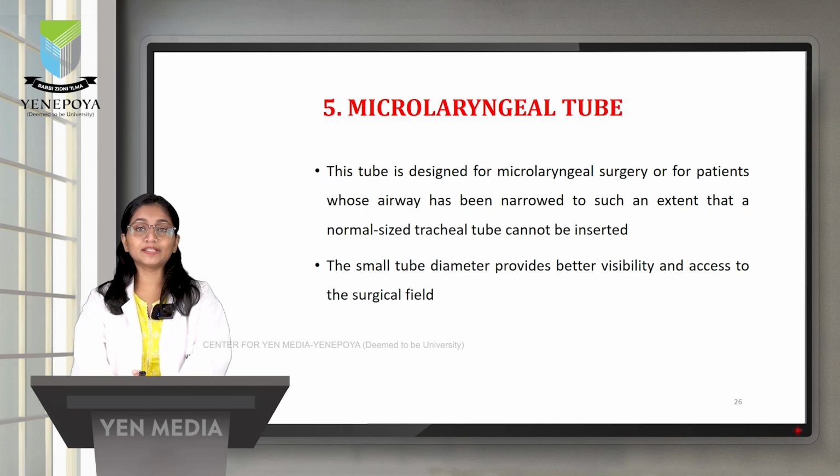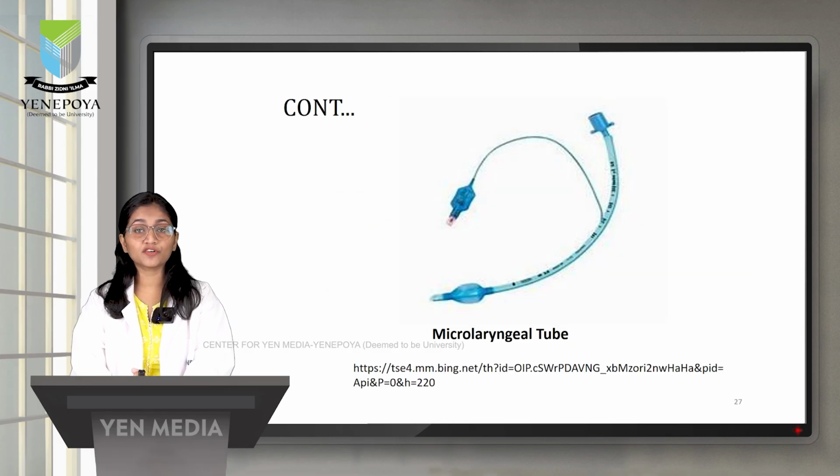The next type of tube is the microlaryngeal tube. Microlaryngeal tube is designed for microlaryngeal surgery or patients whose airway has been narrowed to such an extent that normal size endotracheal tubes cannot be inserted. The small tube diameter provides better visibility and access to the surgical field. So this is an image of the microlaryngeal tube, which shows that the tube has a smaller diameter compared to a standard endotracheal tube.